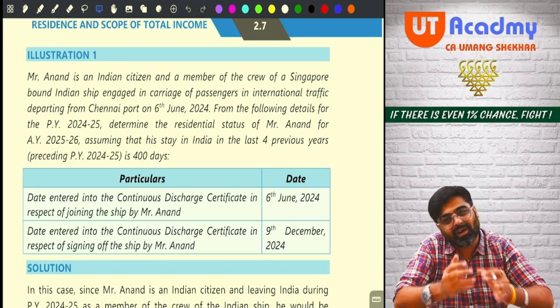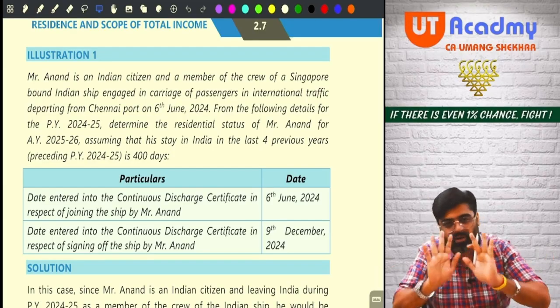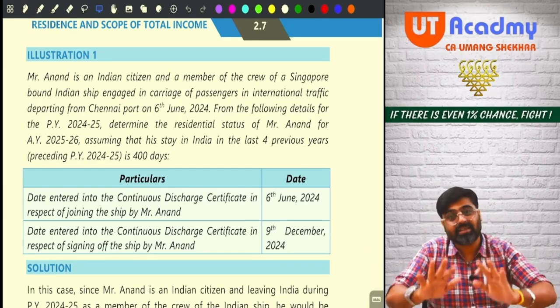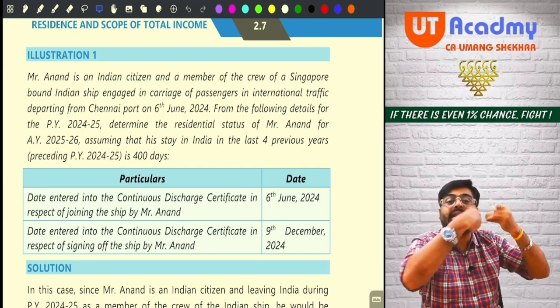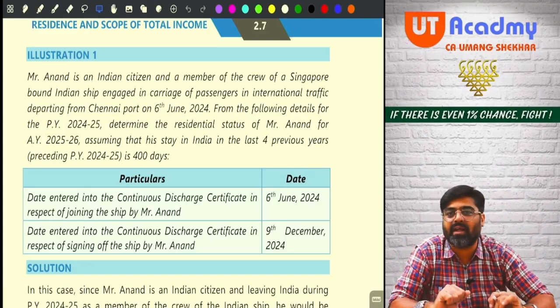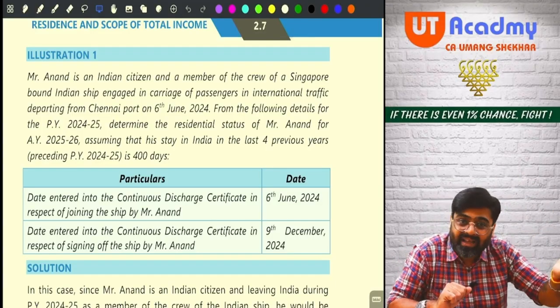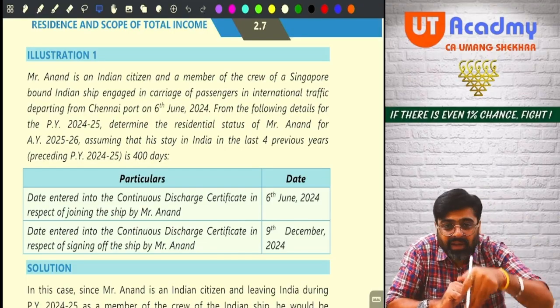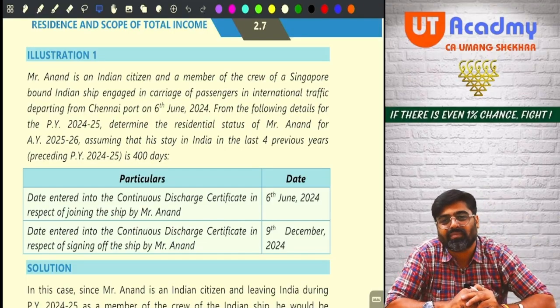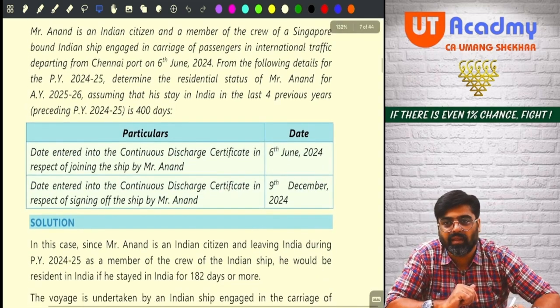Understanding? What will be my relevant previous year? 24-25. Residential status for 24-25 will be applicable for assessment year 25-26. But for that, I need to check the stay of 24-25 only, no? Getting my point? Come on, let's see now.